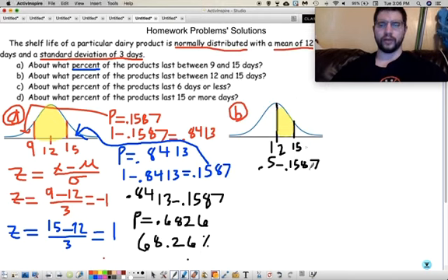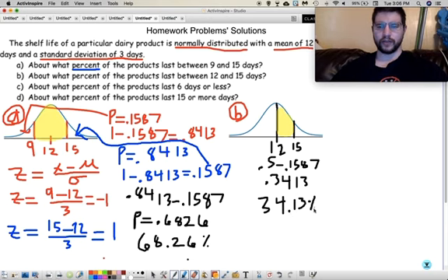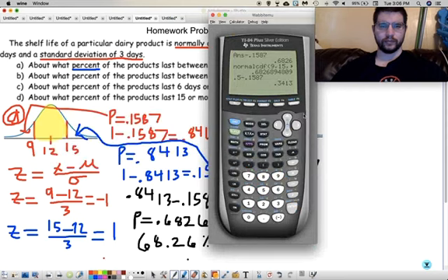Here's 0.3413. And that would be 34.13%. Real quick, let's see what the calculator tells us about that. Lower bound of 12, upper bound of 15, and all that's the same. 0.3413, same thing.